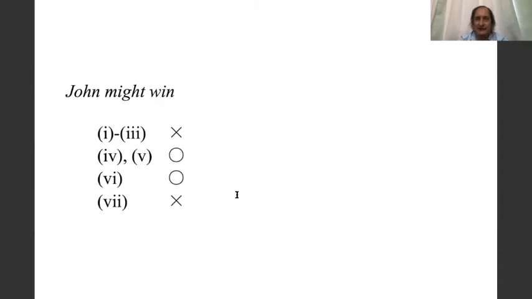That is, no, I wouldn't say it's not possible. It's not the case that John might win. That doesn't work, and you would expect it to work if might had an ability kind of an interpretation.